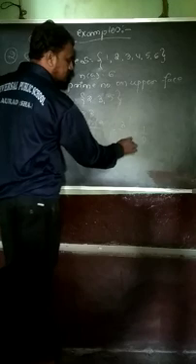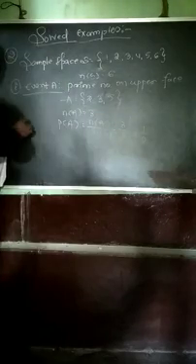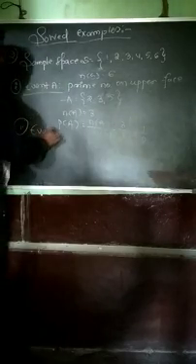3 ones are 3, 3 twos are 6. Next, second, event B.